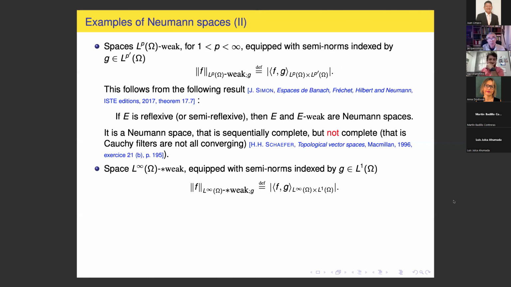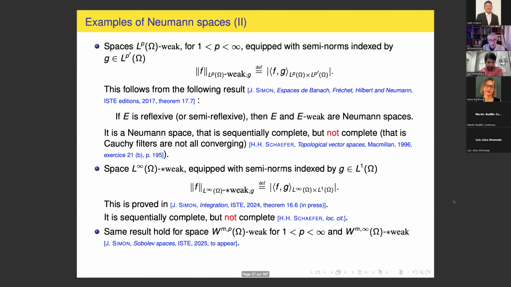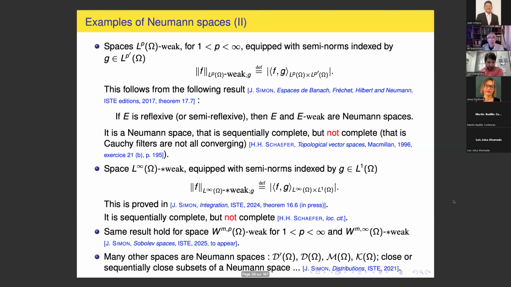And another space, which is a Neumann space, is the space L infinity star weak, and all the Sobolev spaces with the seminorm star weak are Neumann spaces. And this is again proved in the book of integration that is in press. And the same result holds for the Sobolev spaces WMP weak and WM infinity star weak. And many other spaces are Neumann spaces.